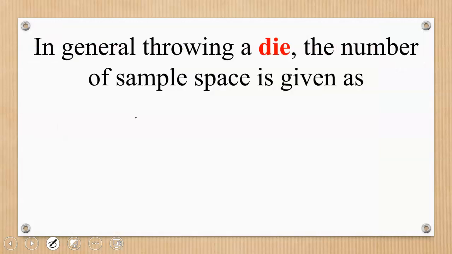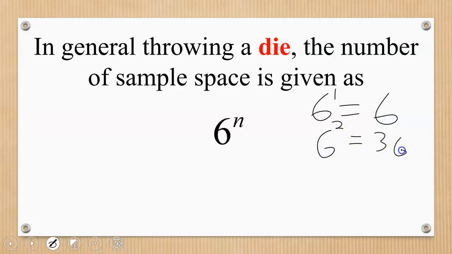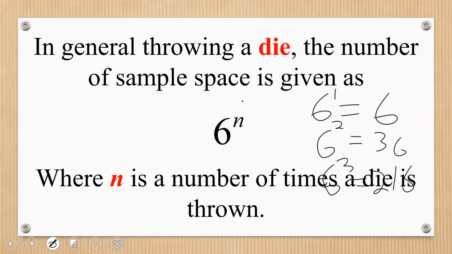So in general, we are also saying here that when throwing a die, the number of sample space is given as 6 to the power n. So if you have only 1 die, you get 6 to the power 1, which will give you 6. If there are 2 dice involved, we'll get 36. If there are 3 dice involved, then you see that the outcome will be very, very huge. 216 will be the sample space. So that is the general rule. Here our n represents the number of times we throw a die, or the number of dice that are thrown at once.